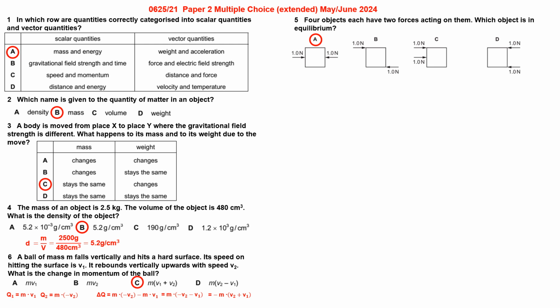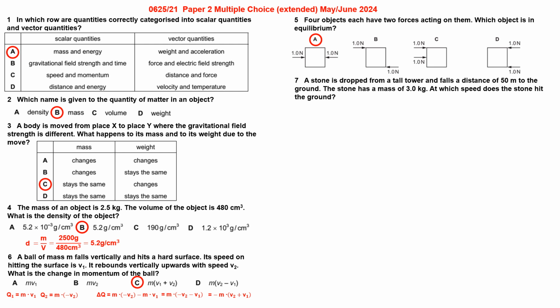Question 7. A stone is dropped from a tall tower and falls a distance of 50 meters to the ground. The stone has a mass of 3 kilograms. At which speed does the stone hit the ground? When the stone is dropped, its initial speed is 0. The only acceleration acting on it is due to gravity, which is approximately 9.8. The distance the stone falls is 50 meters.